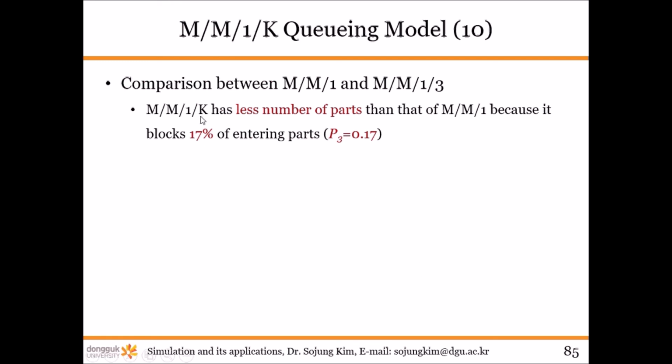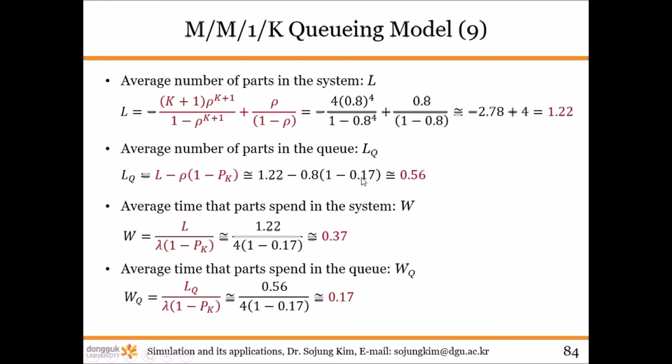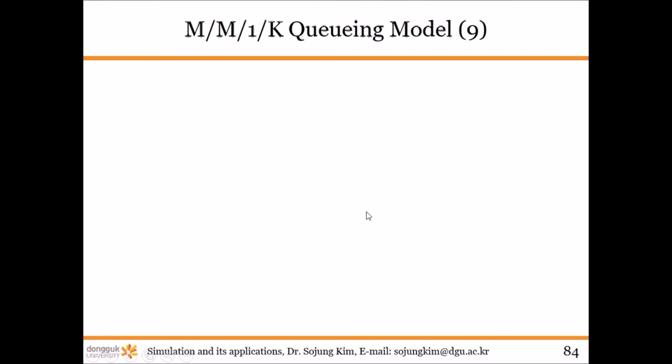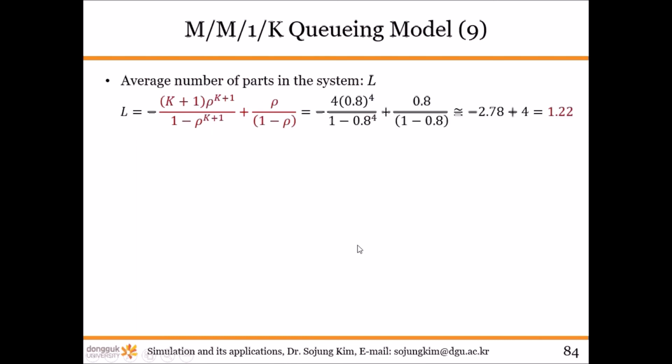And usually M/M/1/K has a smaller number of parts than the M/M/1 because it has a blocking probability, right? And what was the blocking probability? P3, right? P3 was 0.17, according to the previous problem. Yes, here. This is the blocking probability in this system.